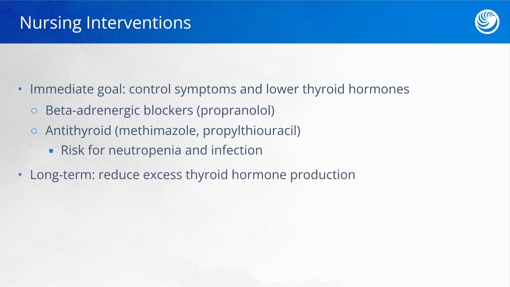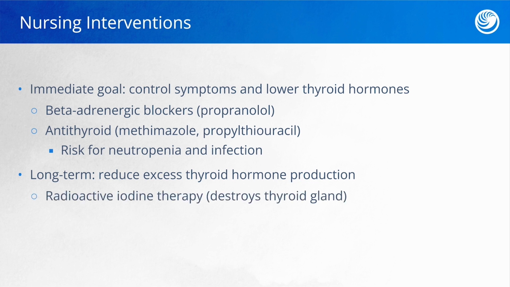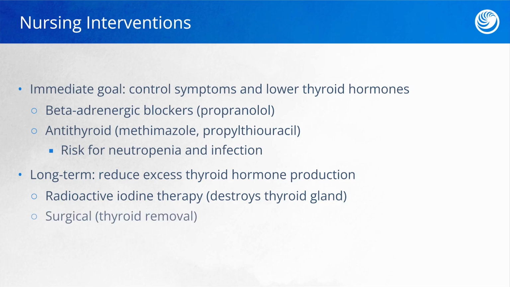Long-term therapy focuses on reducing thyroid hormone production, and this can be accomplished one of two ways. The first way is through radioactive iodine therapy, where we give the client a very high dose of radioactive iodine, which is then taken up into the thyroid gland. The radioactive iodine gives off radiation, which goes on to destroy thyroid gland tissue, ultimately decreasing the amount of thyroid hormone released from the thyroid gland. Another option for the client, if they would prefer not to have radiation, is to have a thyroidectomy or surgical removal of the thyroid gland.